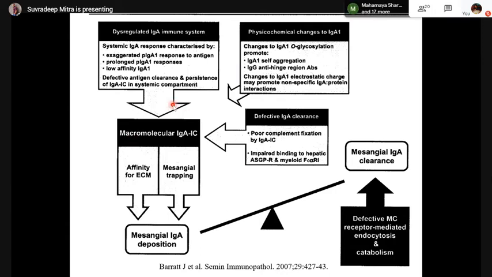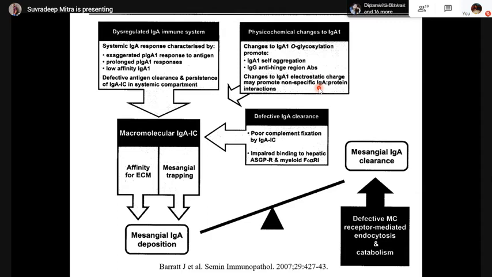Now, this galactose deficient IgA1 in a genetically predisposed host has an exaggerated polymeric IgA1 response, which is prolonged as well, but this IgA1 is of low affinity to clear the infection. So now you have a polymeric IgA1 response, which is prolonged and exaggerated and is low affinity. So you see that the antigen clearance becomes defective. Moreover, because of this defective or aberrant glycosylation, the IgA1 molecules tend to self-aggregate, forming larger molecules. So there is a difference in the IgA1 electrostatic charge. So IgA1 tends to polymerize and form larger complex molecules.